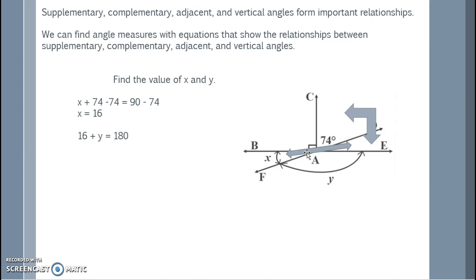I also know that angle 16 here plus y, because these two are adjacent together and they form the line BE, must equal 180 degrees. So to find y, we subtract 16 from both sides. So y is equal to 164.